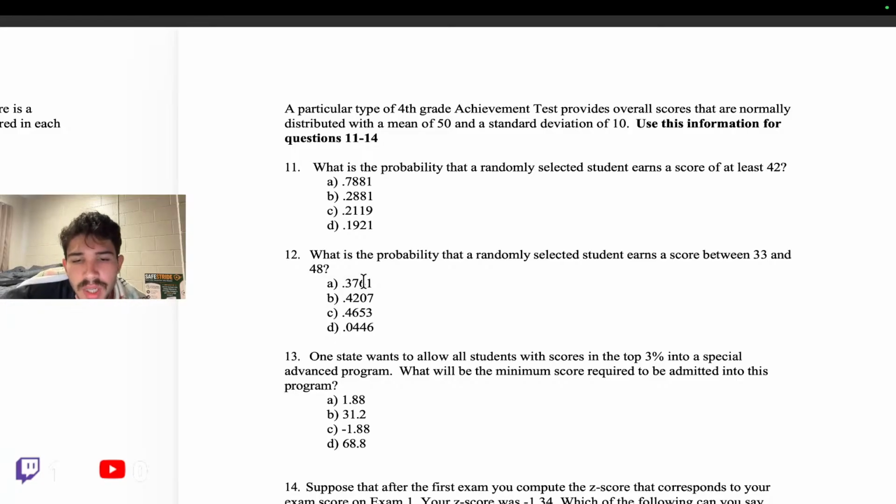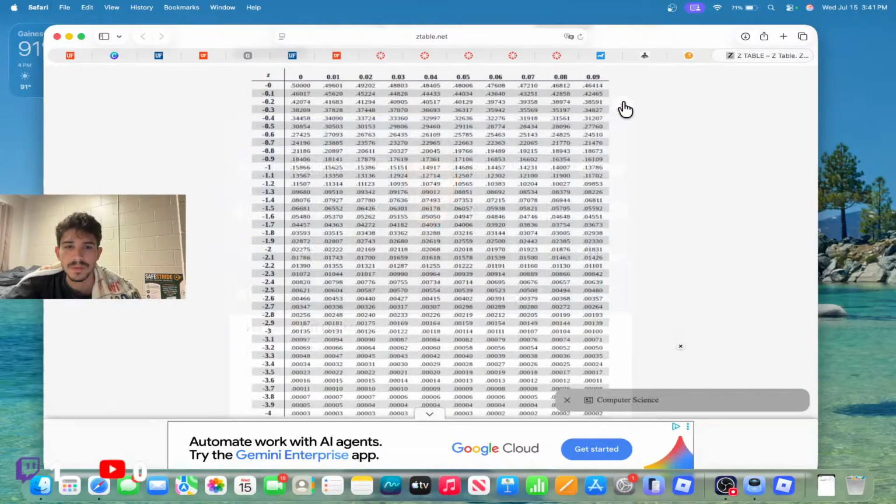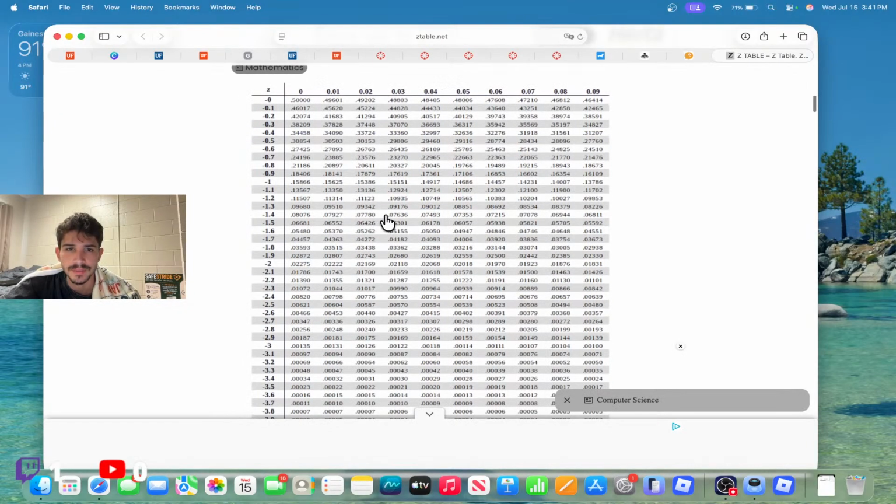One state wants to allow all students with a score in the top 3 percentile range into a special advanced program. What will be the minimum score required? So in this case, they say that we have to get the top 3%. So we're going to go backwards. We don't have our z-score. We had the percentage. So what we want to do is find where's the 3% here.